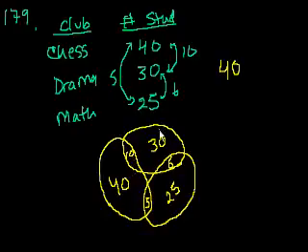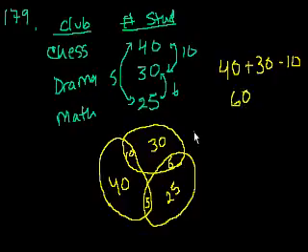And so let's add the 30. If we add the 40 plus the 30, we're double counting this 10 that's in both clubs. So if we were to subtract one of them, this number right here is the number of students in the chess and drama clubs, right? So that is 40 plus 30 minus 10, that's 60 students. So 60 students in chess and drama.